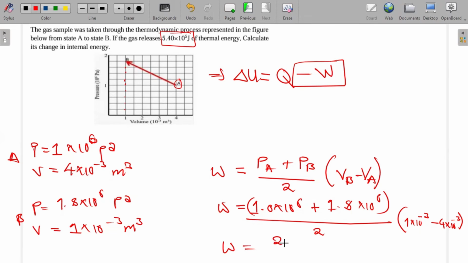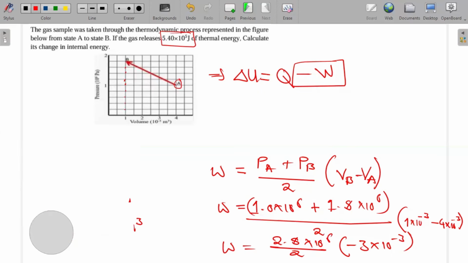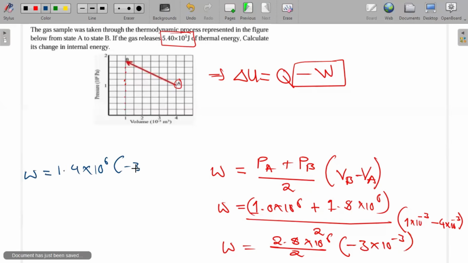So we're going to get 2.8 times 10 to the power 6 divided by 2, multiplied by 1 minus 4. This is going to give me negative 3 times 10 to the power minus 3. If I divide this by 2, I'm getting 1.4. I've run out of space, so I'll write here with my blue pen: my work will be equal to 1.4 times 10 to the power 6 multiplied by negative 3 times 10 to the power minus 3.